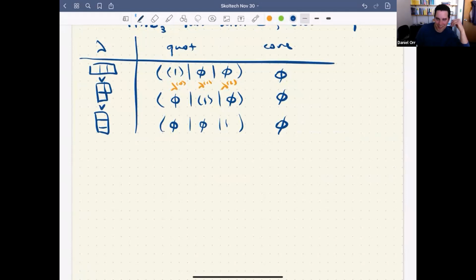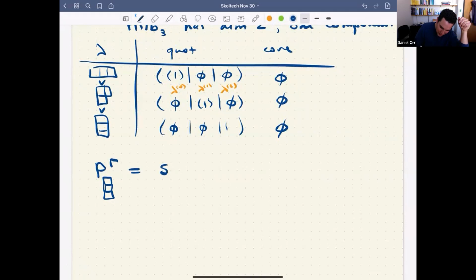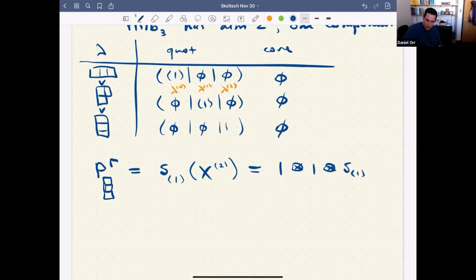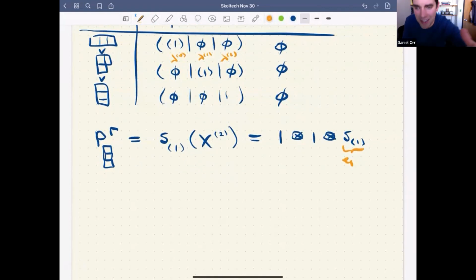Here's an example, sort of a not so serious example. If I do this one, there's nothing below. So I just get S1, the Schur function indexed by one. This is just going to be an elementary symmetric function in the variables at vertex two. Or if you like, in terms of the tensor product, it's one tensor one tensor S1. And then this is just E1, the sum of all the variables. Because there's nothing lower, it has to be that. That's the leading term, and there can't be anything lower.